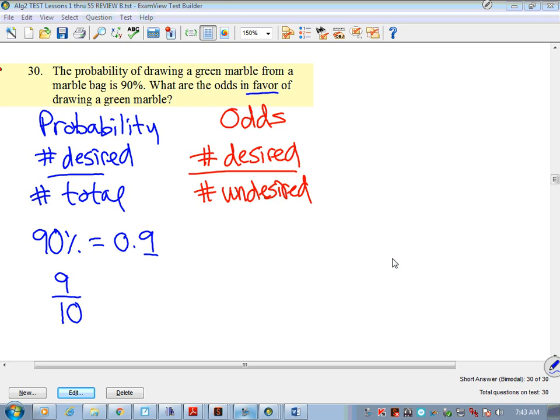our desired is still 9. But now we want undesired. Well, this 10 means that there are 10 total. So if 9 of them are favorable and there are 10 total, that means there's only one unfavorable option. So our answer is 9 over 1. You could write it as 9 to 1 or 9:1. Any one of those 3 options will work as an answer for that question. Number 30 comes from lesson 55, finding probability.